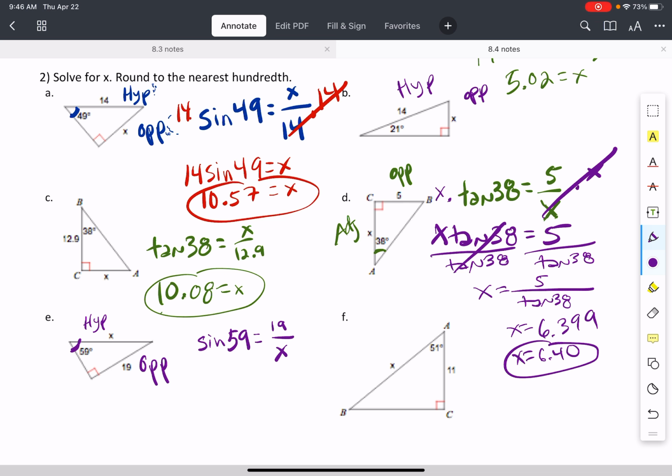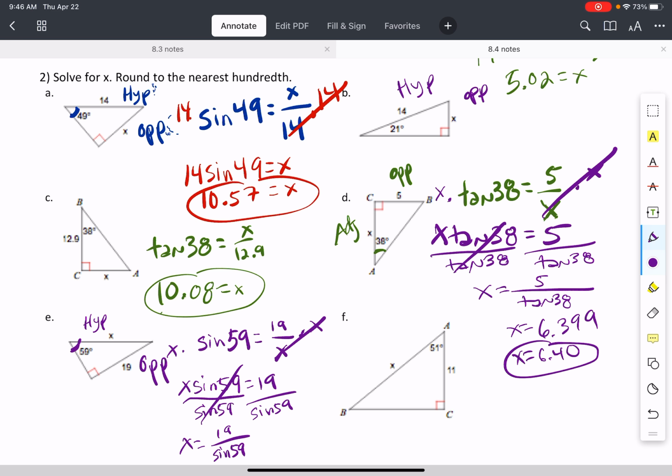Okay, so this is one of the ones that has the x in the bottom, so it's 2 algebra steps instead of just 1. So I'm going to times both sides by x to first get the x out of the bottom. Then I'm going to divide both sides by the sine of 59 to get the x alone. So x equals 19 over the sine of 59.